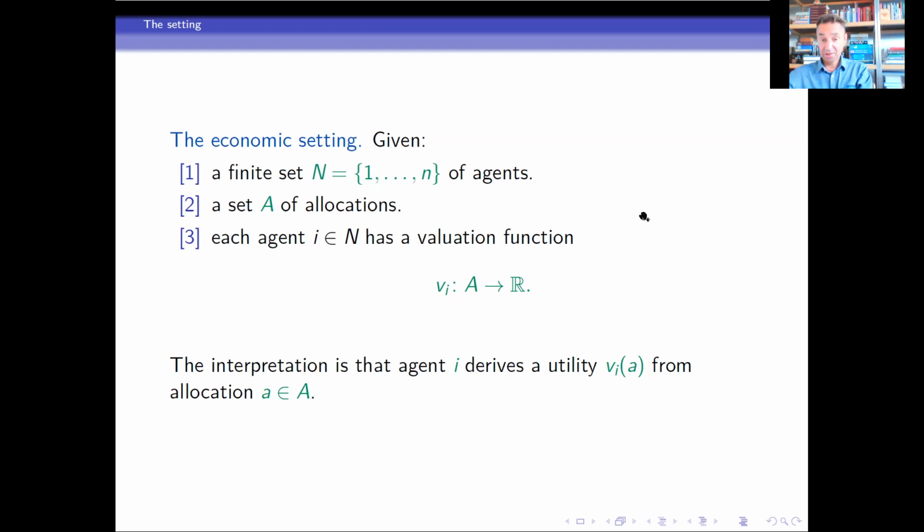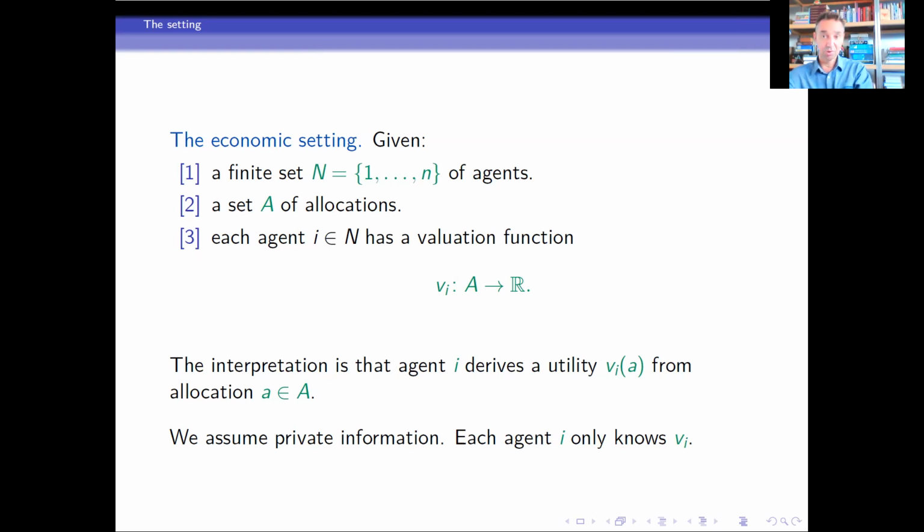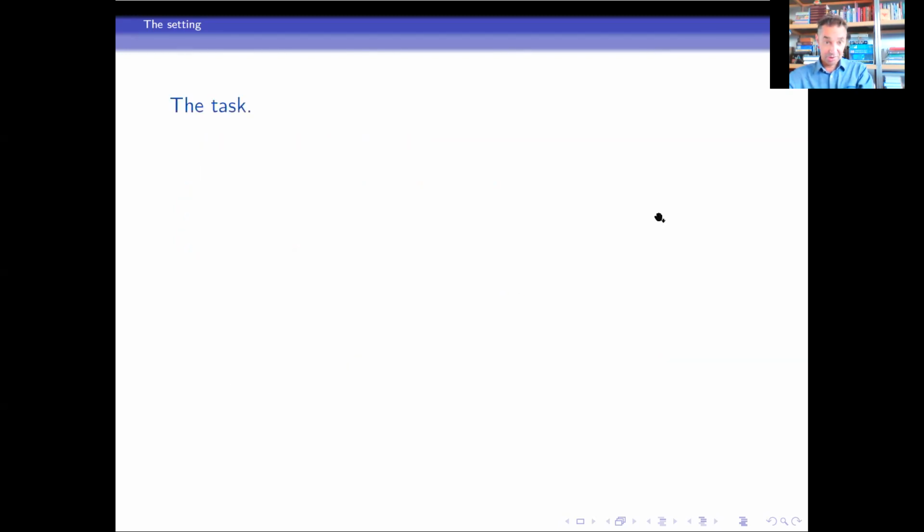And the interpretation is like stated over here. Agent i derives utility v_i of A from allocation A. And we assume private information, which means that each agent only knows his own v_i, so his own valuation function, but not that of others. So he does not know how other people would evaluate it. And specifically the social planner, so there is also supposed to be a social planner, does not know any of these valuation functions.